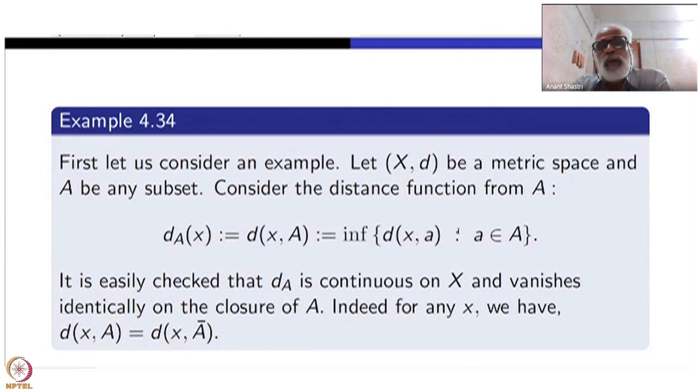So again, go back to metric spaces. Take any subset A, consider the distance function from A. The distance function is defined from X: d_A(x) = d(x, A), you can write in two different notations, which is nothing but the infimum of all the distances d(x, a), where a ranges over A, x is fixed. So that is the distance from A. For the point x, the distance between x and A is defined like this. It's easily checked that d_A is continuous on the whole of X.